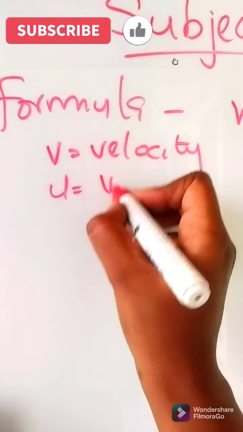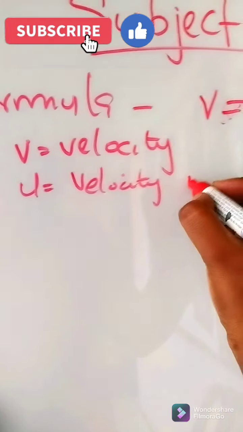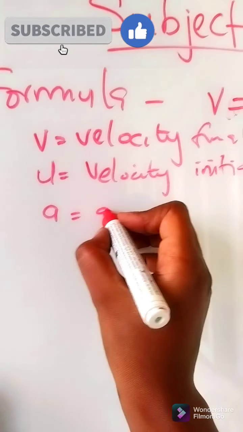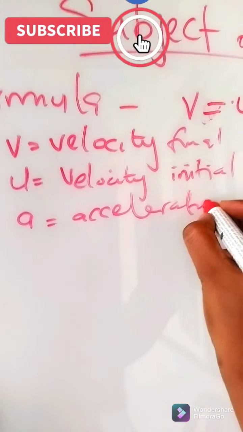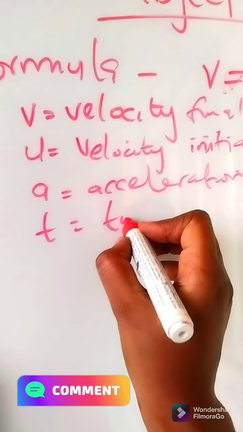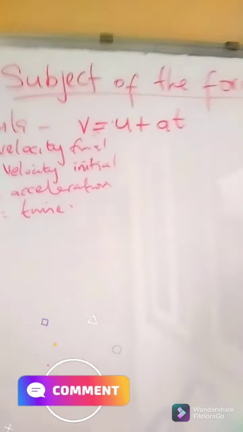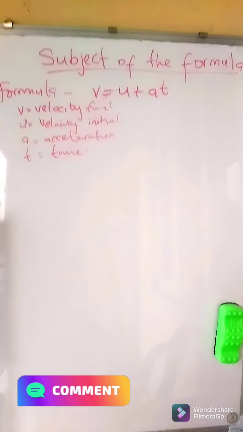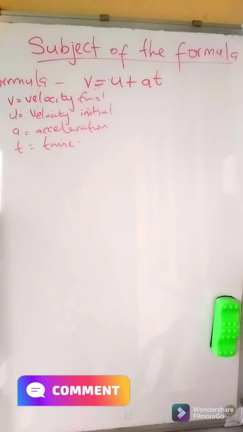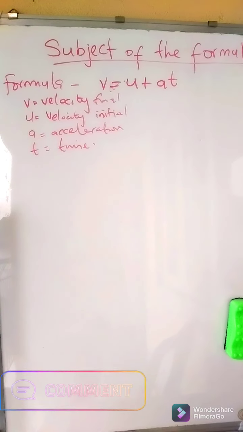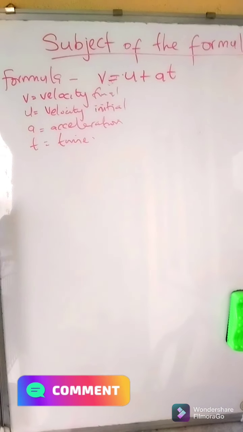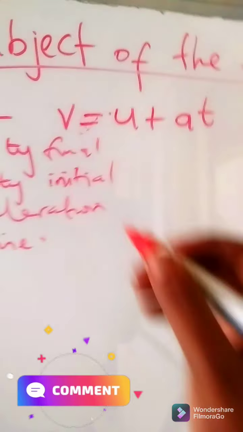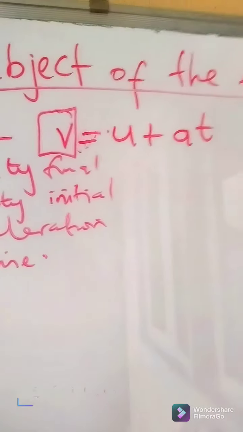U represents the initial velocity, A represents the acceleration, while T represents the time. So if you have a formula like this, which is the equation of motion with these different variables and terms, we might want to find a different subject. Now, the subject of this particular formula is the final velocity.